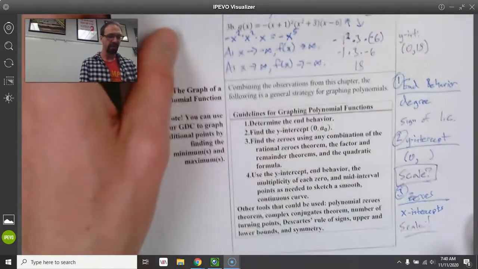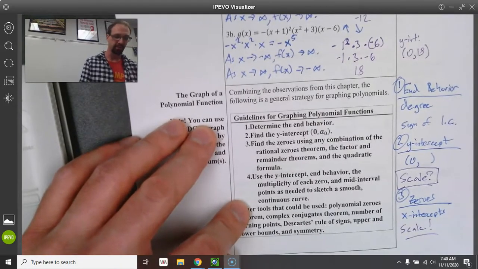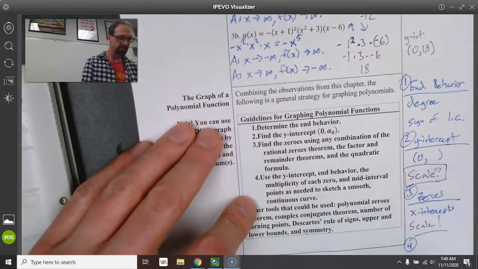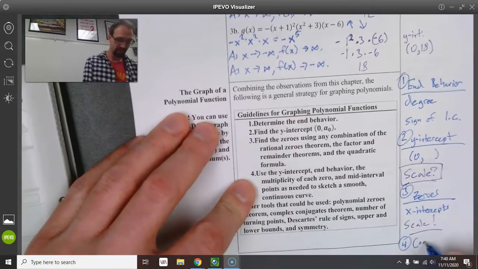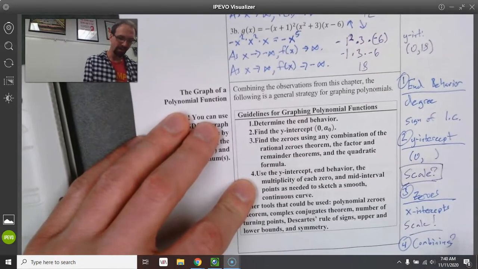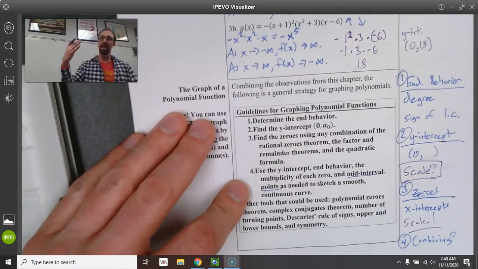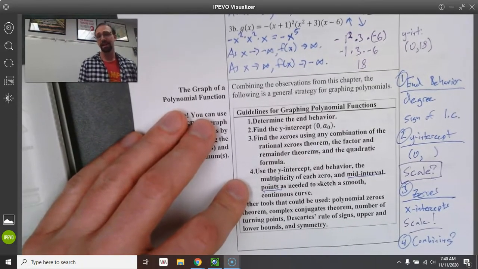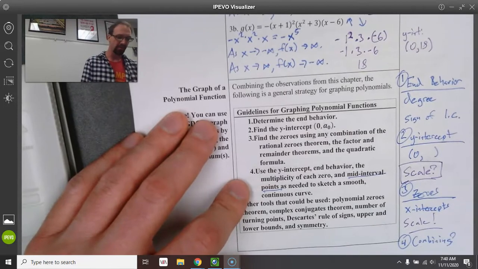And then this is where it talks about using the y-intercept and behavior multiplicity, and the mid-interval points as needed to sketch a smooth continuous curve. Again, the goal is to sketch it as best as possible. So here we're basically combining all of this. And then you might have to get more. So it says mid-interval points. Mid-interval points means that you're using points that aren't given either from your x-intercepts or your y-intercept. Maybe you need to plug in another value that's in between those two so you can see and make sure that it does go down or go up, depending on the shape of the graph.